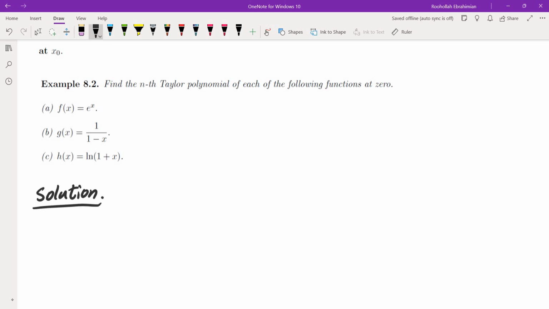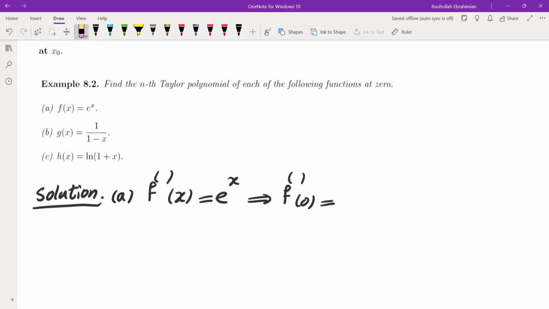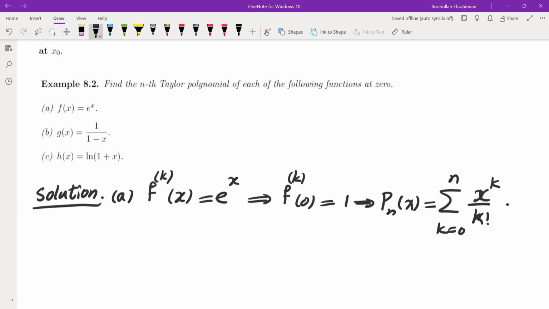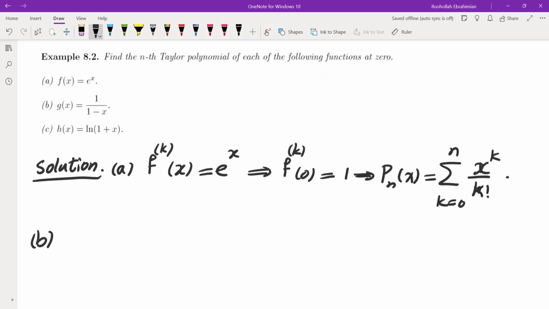So we will find the nth Taylor polynomial of each of the following functions at 0. So our x naught is 0. So we are going to have to find the derivatives of each of these. If you take the nth derivative of the first one, that's just e to the x. So that means f n of 0 is just 1. So that means Pn of x becomes the sum k equals 0 to n of 1 over k factorial times x to the power of k. So this is the nth Taylor polynomial.